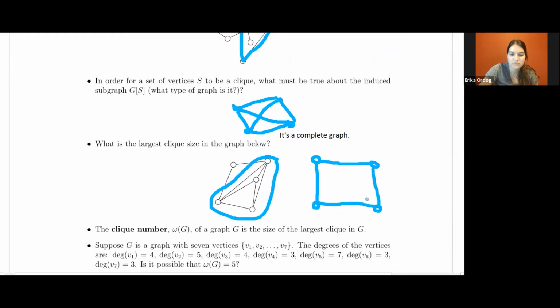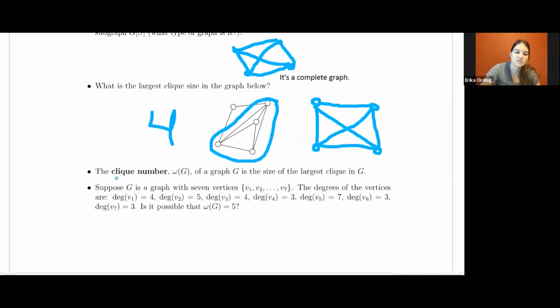So we found a group of 4 vertices where every pair of vertices is connected by an edge. So the largest clique size here is 4. And I guess I should say, do we have a group of 5? Well, no. There are only 5 vertices in this graph, so if we added in this vertex, it isn't adjacent to all of the other vertices.